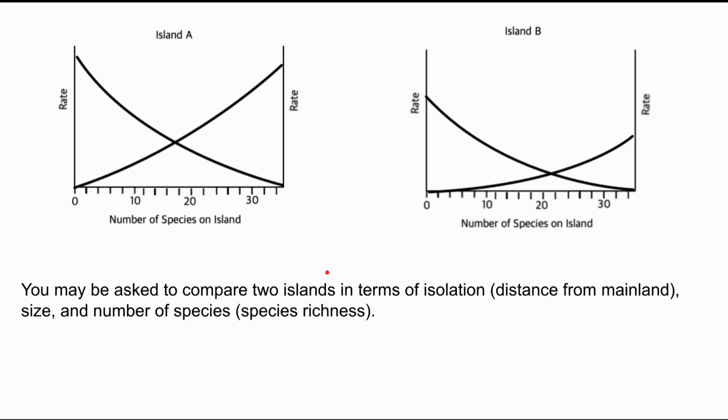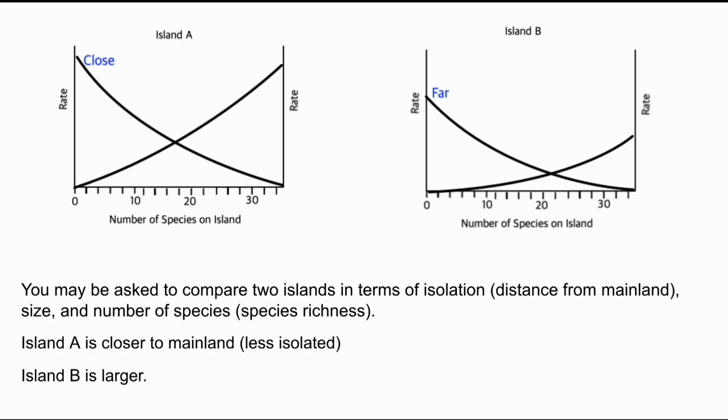So let's just try this. I've got these two islands. They're definitely different from each other. I know that island A is closer to the mainland than island B. The way I know that is that it has a higher initial rate of arrival, which means it must be closer. And since this one has a lower one, it must be further. Then I can say, all right, island B must be larger. Why? Because it has a lower rate of extinction, meaning there's more area and habitat for the different species to live in. This has a very high rate of extinction, so it must be a much smaller island.